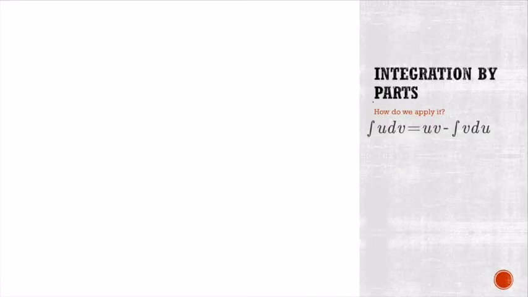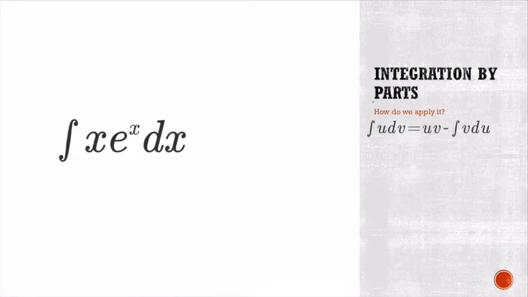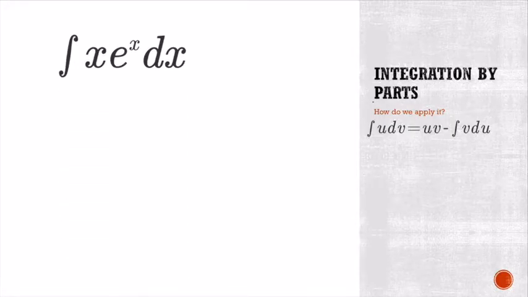Let's look at an example. Here we'll use the formula to let part of the equation equal to u and the other will equal to dv. Let's let u equal to x. The remaining e to the power of x times dx will be equal to dv. From here, we can take the differentiation of u so that du equals dx. Notice that we still need a v. We can find v by taking the integral of dv. Doing so results in v equals e to the power of x.